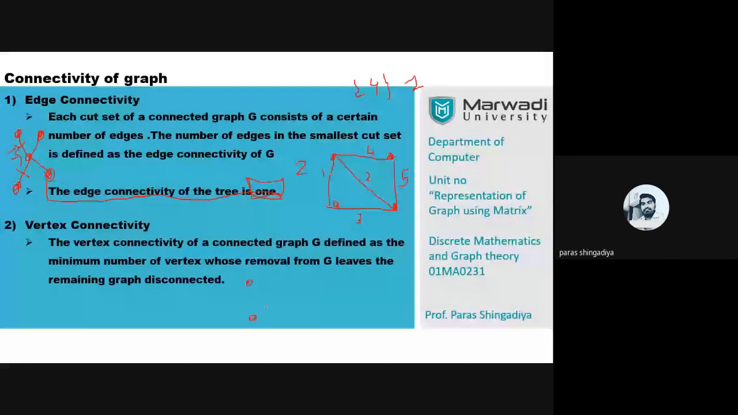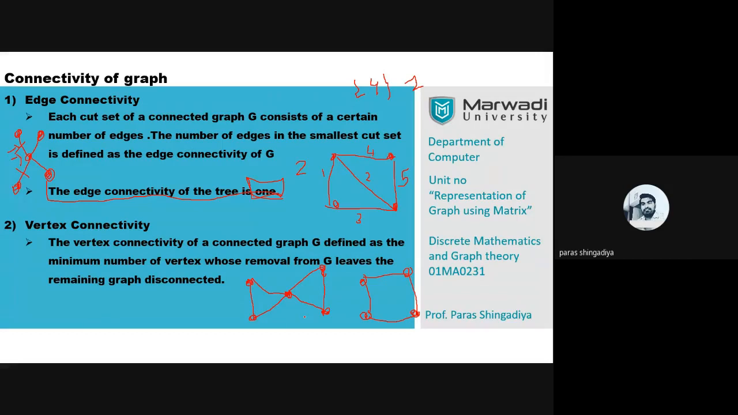And let us check its vertex connectivity. Now consider the vertex connectivity, meaning check the vertex connectivity of this graph. Let us consider this one. It has 4 vertices, and this one has 5 vertices. The middle one is also one vertex.